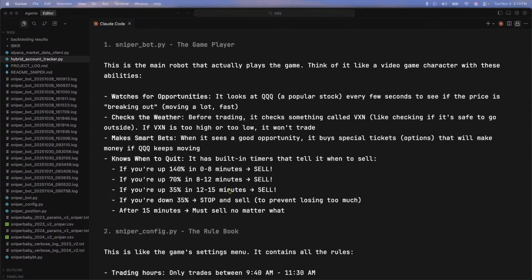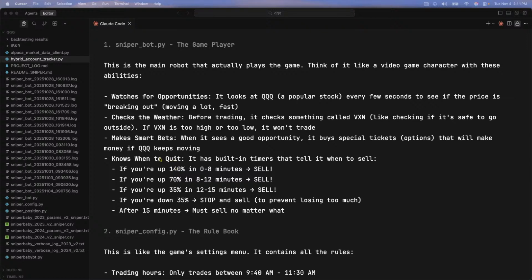All right, it checks the weather before trading. It checks something called VXN. It's like checking if it's safe to go outside. If VXN is too high or too low, we don't trade. It makes smart bets. When we see a good opportunity, it buys a special ticket that will make money if QQQ keeps moving.